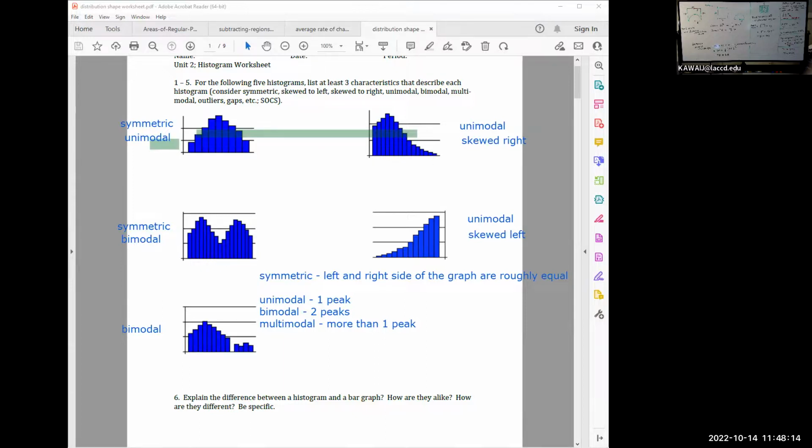Okay. Now, other words they would maybe use is something like normal distribution. So over here where I have something that is unimodal, symmetric, it kind of has one little bump. That's called a normal distribution. Another word for that is bell shape.